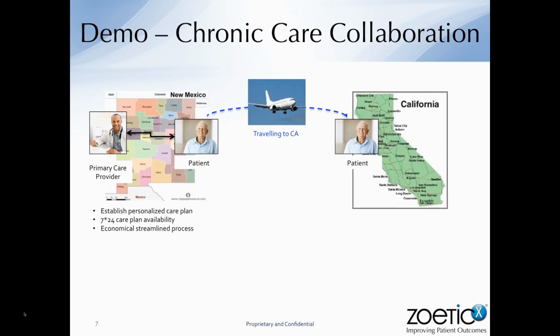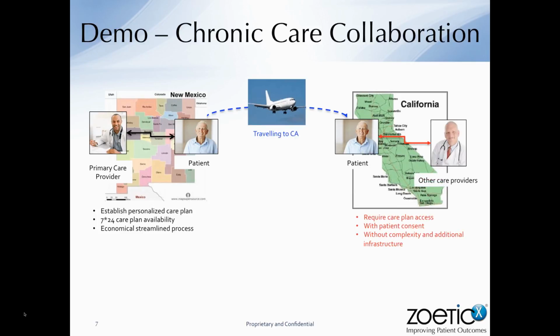Now, the patient traveled from New Mexico to California. Unfortunately, he or she encountered a medical condition that needs immediate attention from another care provider in California. In this diagram, the other care providers would access the care documentation made available from the primary care provider. You will see in the demo that patient consent will be required to add security to the overall scheme. Furthermore, we will demonstrate the ability beyond the CMS requirement for CCM.